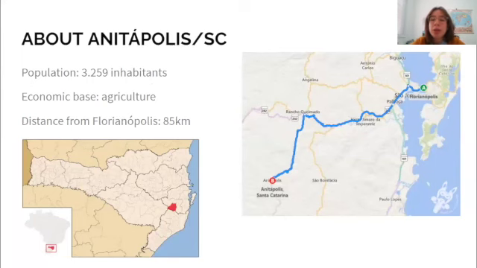For a brief summary of our case law study, we'd like to present to you Untitled, a small town with a population of 3,259 inhabitants and an agriculture-based economy. Untitled is located in the state of Santa Catarina, 85 kilometers from Florianópolis, where our university is located. As you can see on the map, Florianópolis is an island, but Untitled is located in a mountain range, an area of diversified vegetation with several springs.